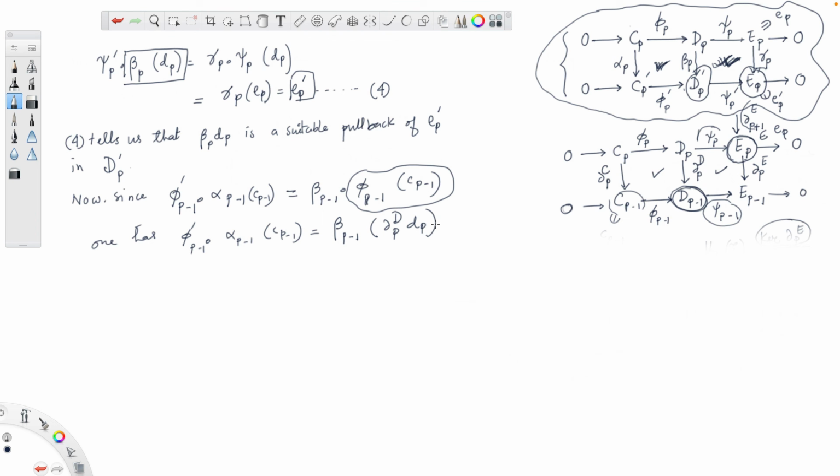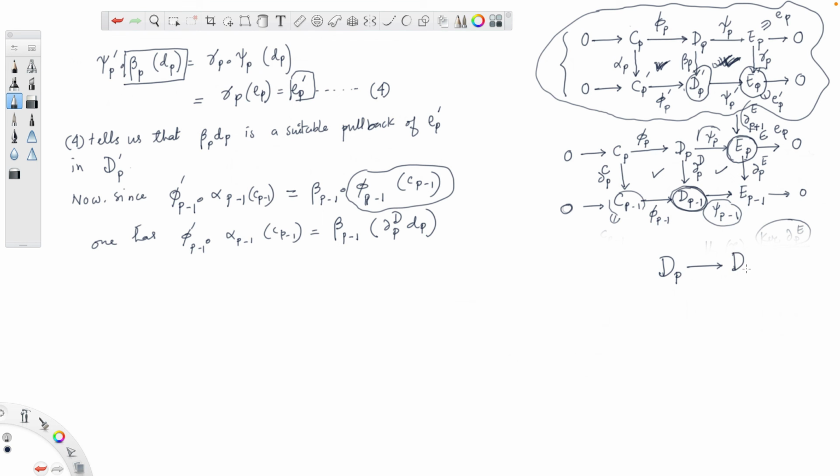Okay, we have proved it earlier. Phi_{p-1} on C_{p-1} is del_p d_p. And now consider this diagram. It's a square.